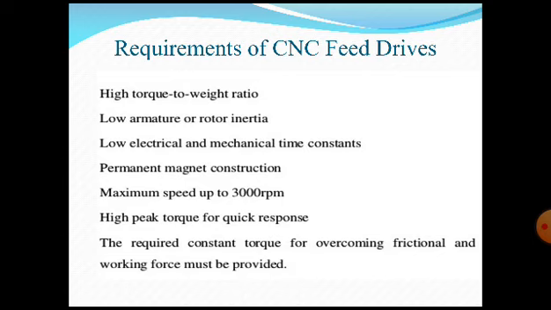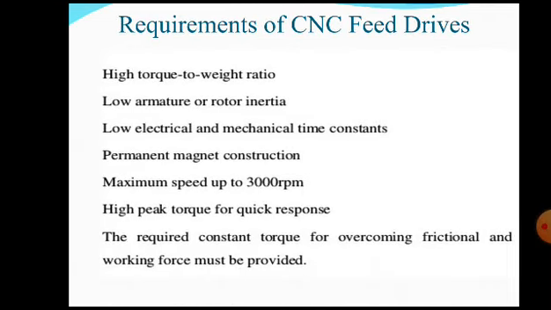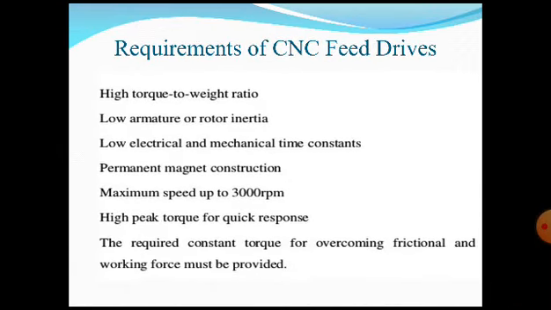Low electrical and mechanical time constants and permanent magnet construction are very important. Permanent magnet type motors are commonly used. Maximum speed up to 3000 rpm has to be provided. High peak torque for quick response is very, very important. It should have a very quick response. The required constant torque for overcoming frictional and working forces must be provided. So these are considered very, very important CNC feed drive requirements. That means we expect this from the servo motors or stepper motors used for driving your work table.